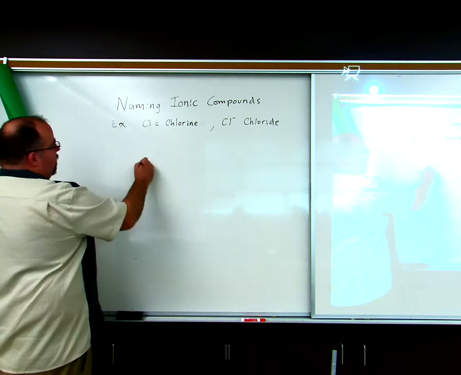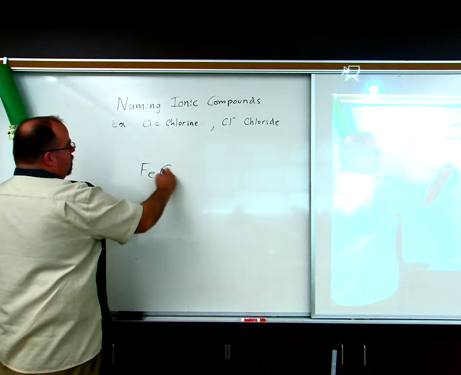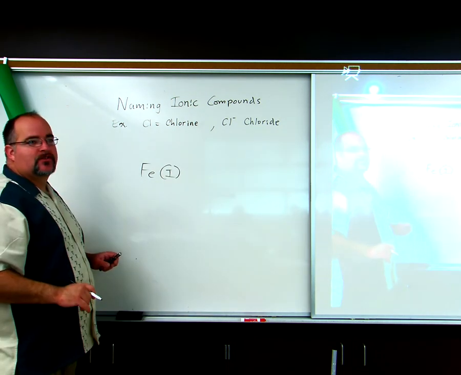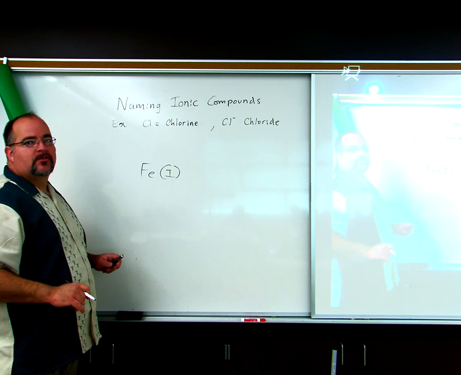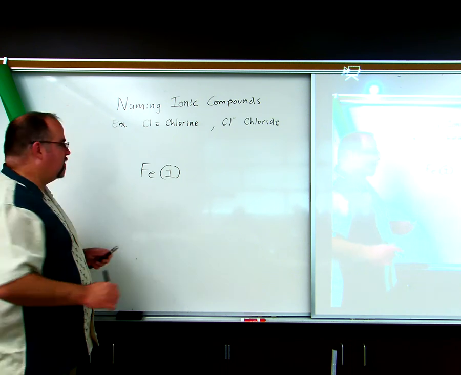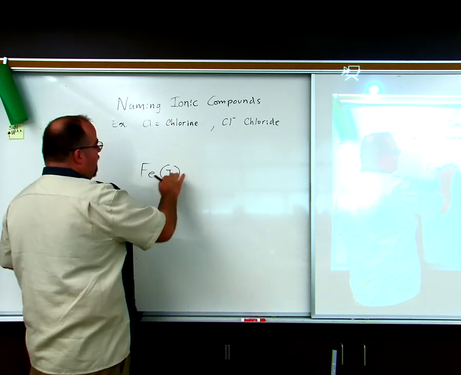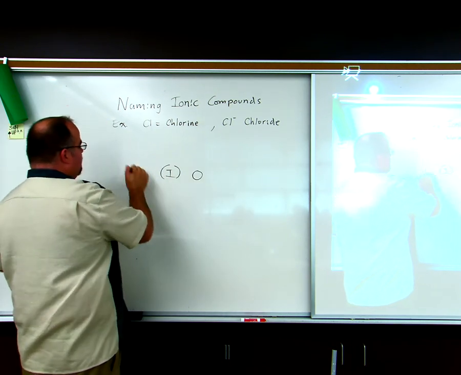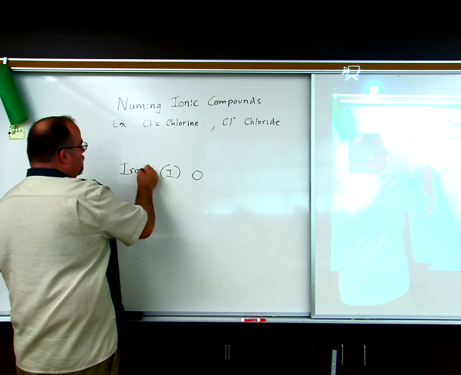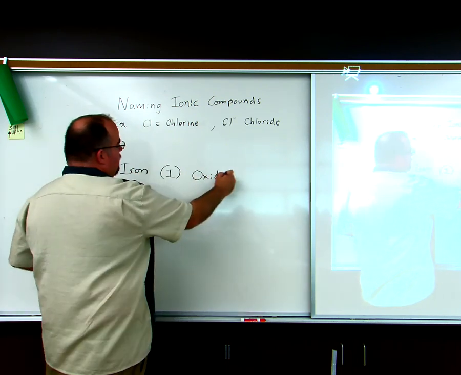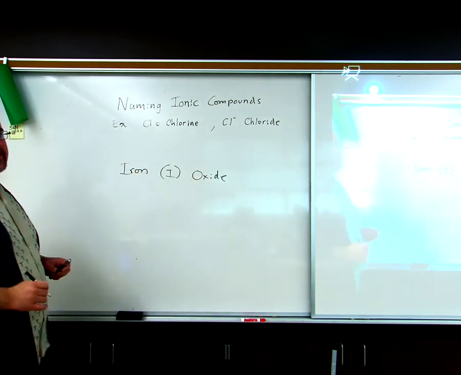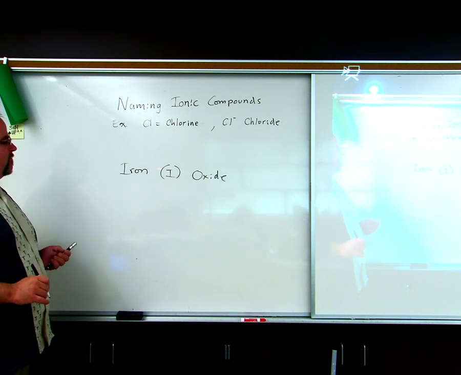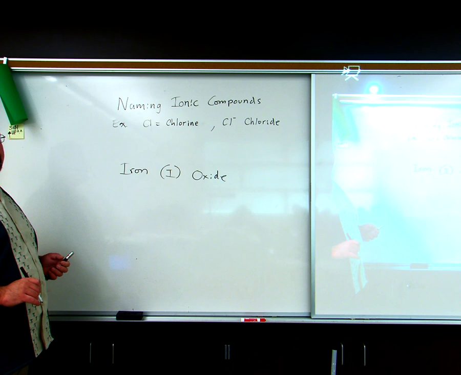For example, iron. If we put the Roman numeral 1, how many electrons do you think it's going to lose? Common sense. 1, okay? So then iron 1 oxide, you'd write it like this. You'd spell it out: iron, 1, oxide. How would you write the formula, Angelica? How would you write the formula for iron 1 oxide?